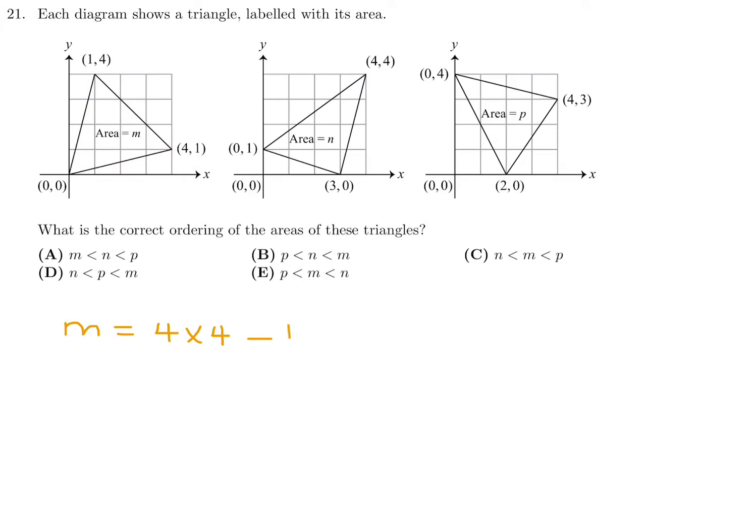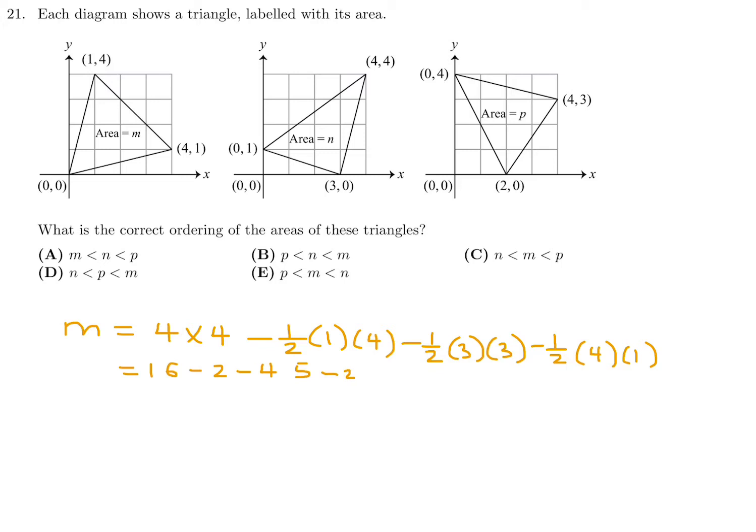So that's going to be 1/2 base times height, 1 times 4, and then 1/2 base times height again, 1/2 3 times 3, and 1/2 base times height, 4 and 1. So this is going to be 16 minus 2 minus 4.5 minus 2, and that is 7.5.